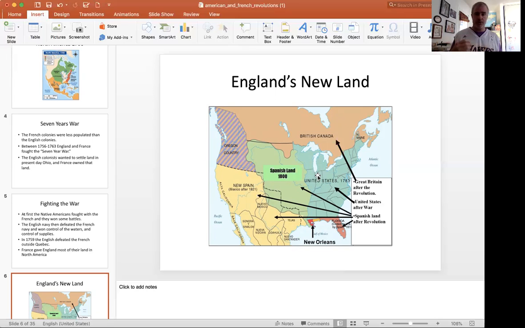So a few interesting things about this war. First off, George Washington fought in this war for the English. He was captured in battle by the French, and then they let him go.